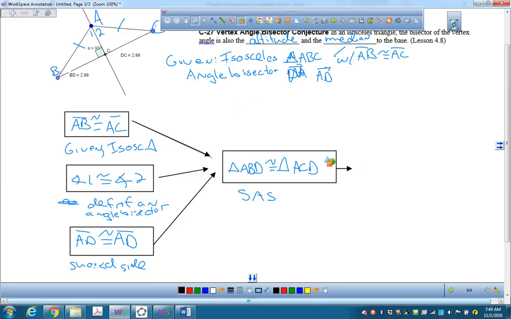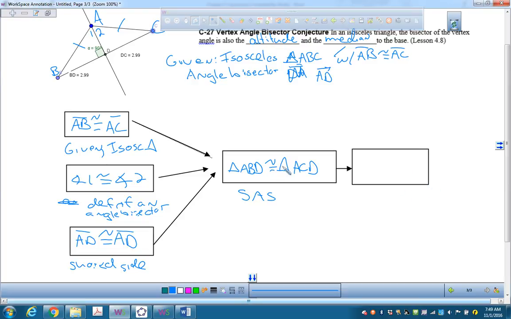You could just say now it's a median. Well, you can't really. You kind of have to say that because those two triangles are congruent, now I could say that BD is congruent to CD. Who could give me the reason for that? Go ahead, James. CPCTC. Corresponding parts of congruent triangles are congruent.